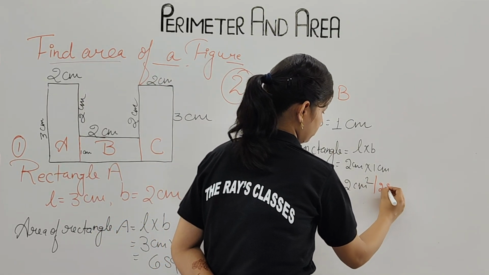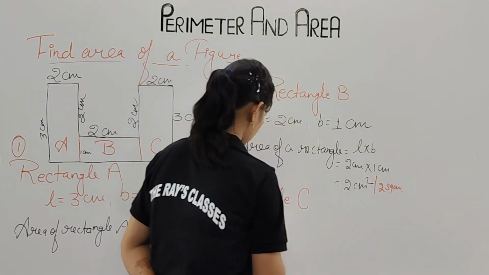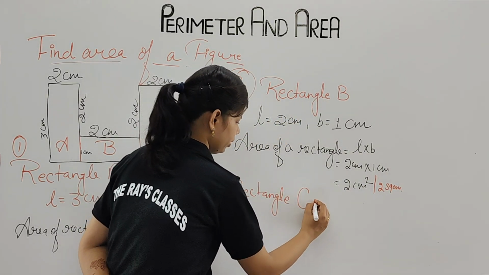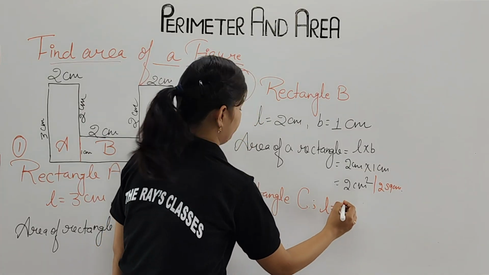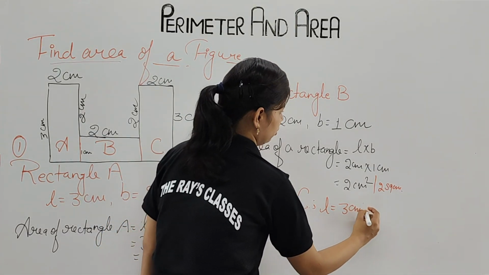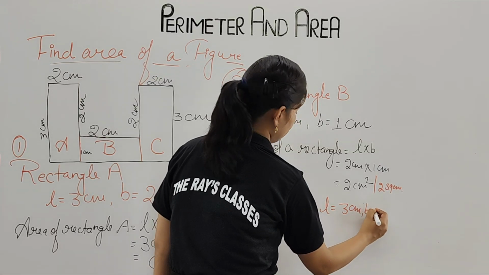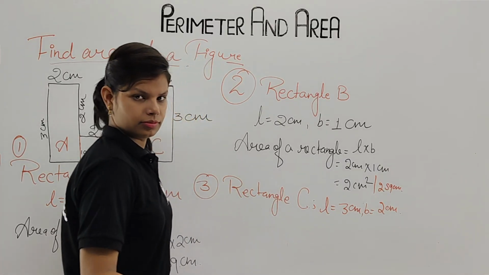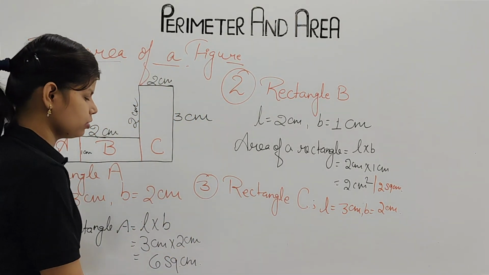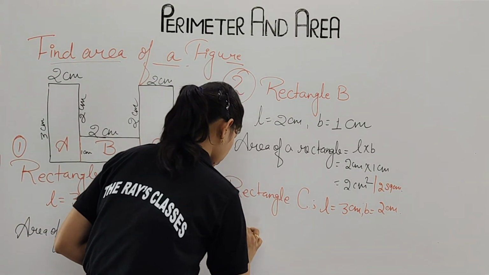Previous one, 2 square centimeter. Here we can write: now rectangle C equal to what? What is given? Length equal to 3 centimeter and breadth equal to 2 centimeter. Same method. Now again you will get the same 6 over there. Please find the area of this one.